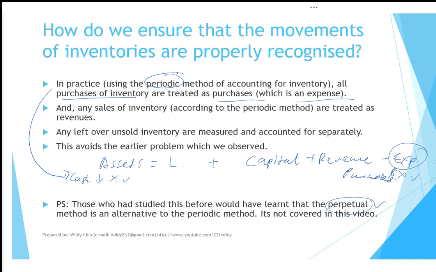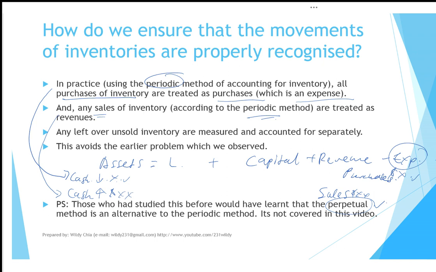Now under the periodic method, for the sale of goods, how we recognize this is that if there are more goods being sold and there is cash collection, we recognize that there is a cash collection, and whatever we have sold, we treat it as revenue, whatever amount it is.